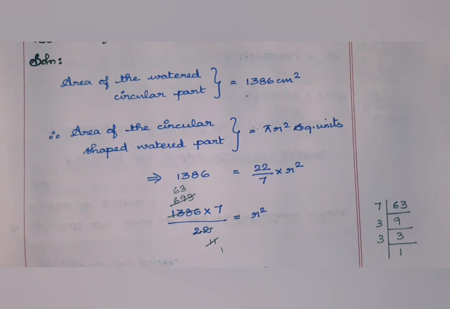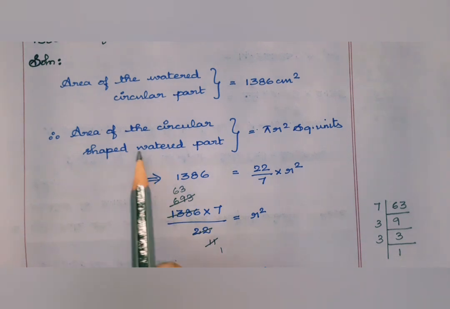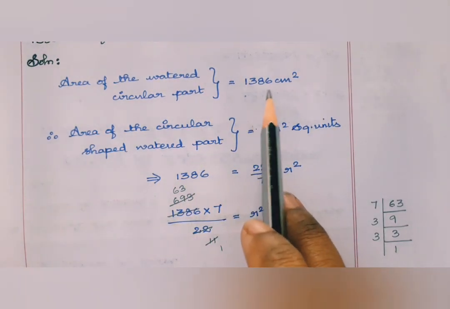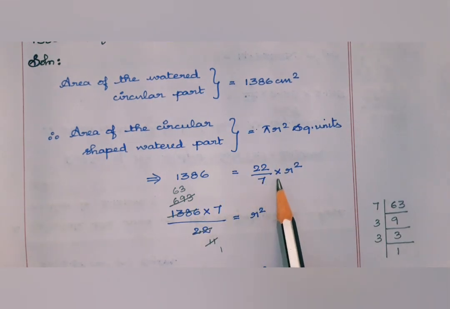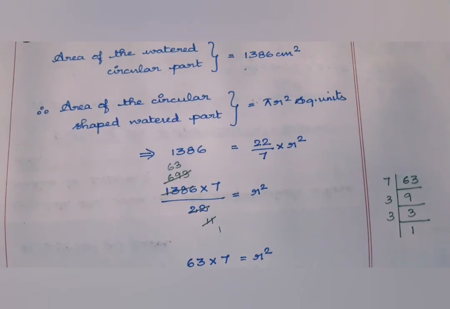Solution: area of the watered circular path is equal to 1386 centimeter square. Therefore, area of the circular shaped water path is equal to, since it is the area of a circle, pi r square units. Now, what is the area of the circular water path? It is 1386. Just substitute the value of pi and r square. Since r we have to find, just substitute the other things.